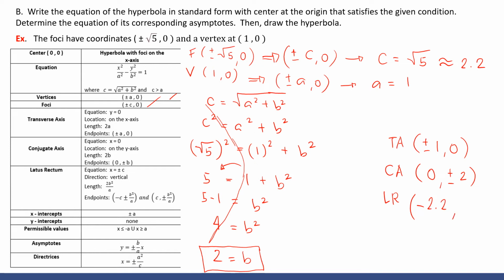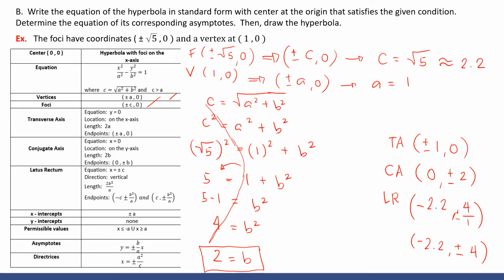And then b squared. So b squared over a is 4 over 1. So that is 1. Meaning, it's plus minus. Meaning we have negative 2.2 here, and then plus minus 4 over 1 is 4. So these are the endpoints of the latus rectum.